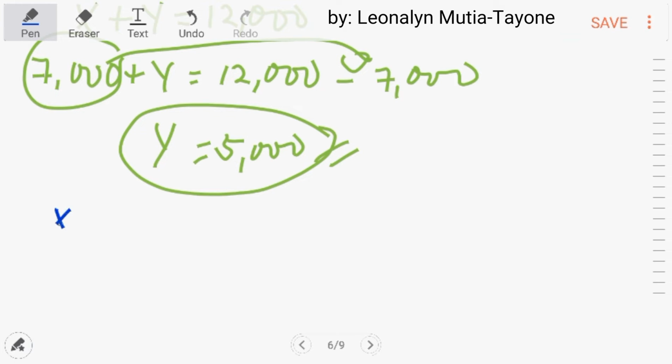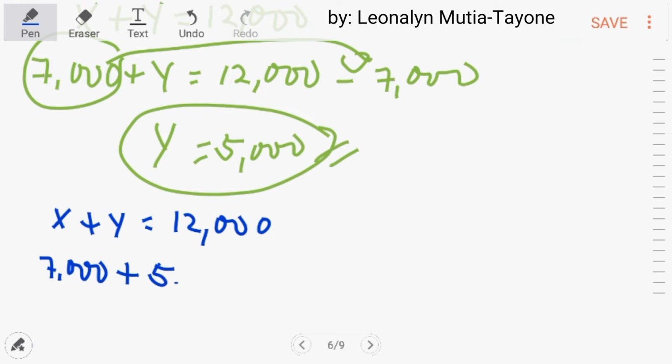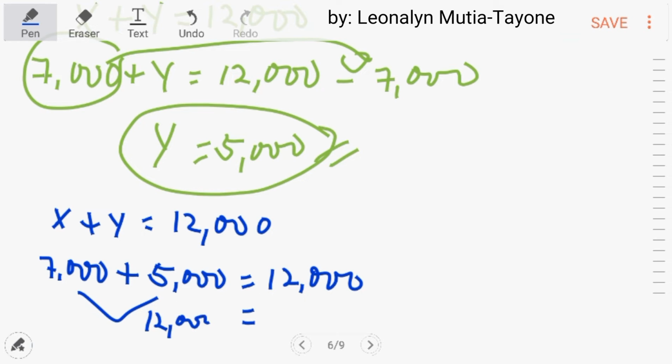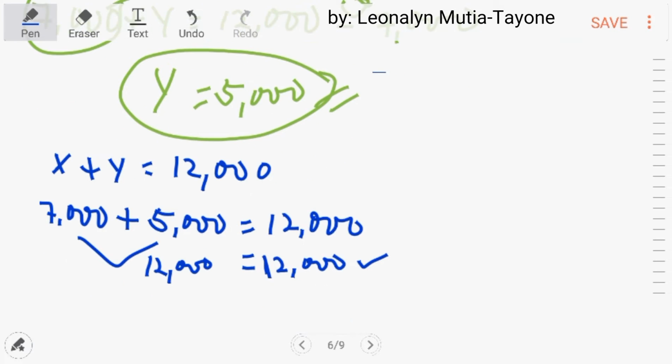Yung first equation natin ay si x plus y equals 12,000. Ang value ng x ay 7,000, plus ang value ng y ay 5,000 equals 12,000. This one, 7,000 plus 5,000, that is 12,000. So, correct ang answer natin.